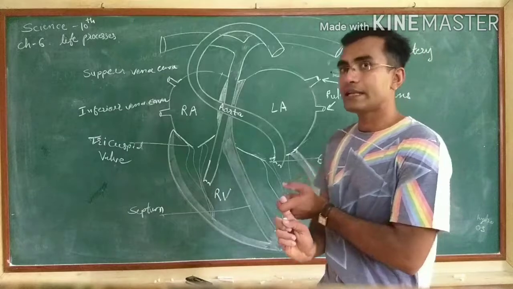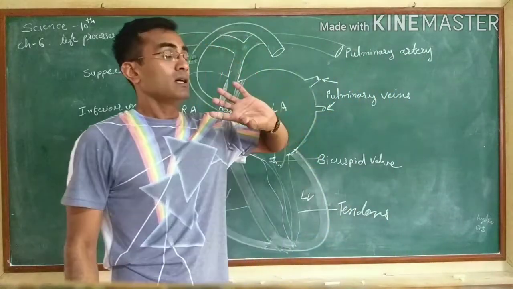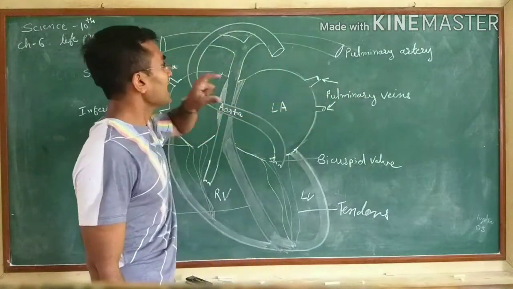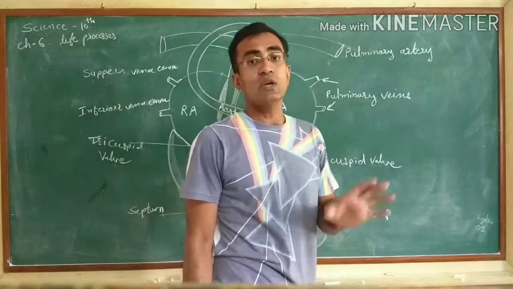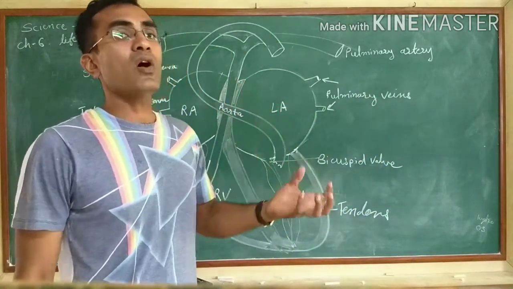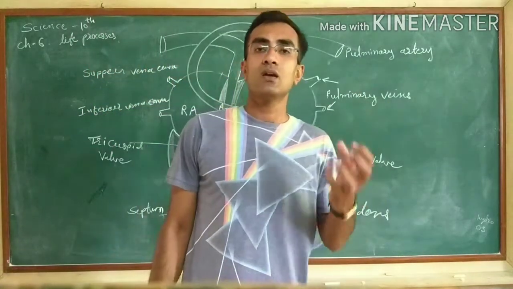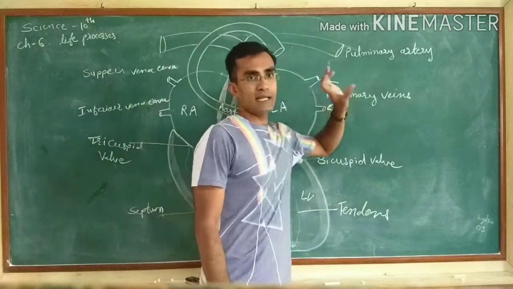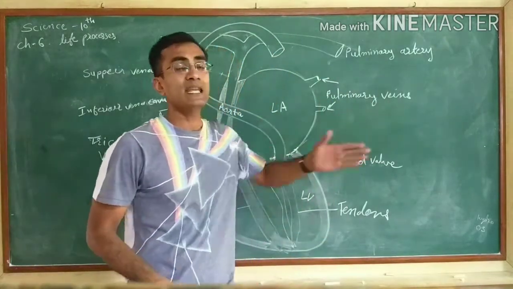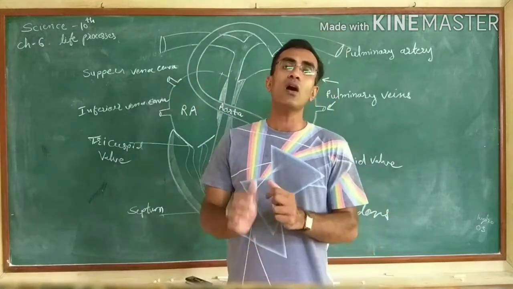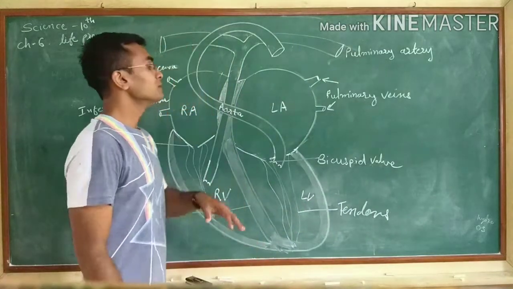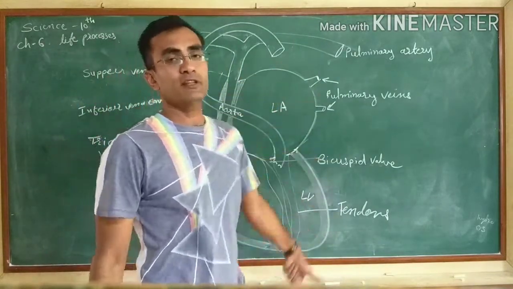Now the important thing over here is that there is pulmonary artery and pulmonary vein. Pulmonary artery is the only artery which carries deoxygenated blood. Otherwise, all arteries in our body carry only oxygenated blood. Pulmonary veins are the only veins that carry oxygenated blood, whereas all other veins carry only deoxygenated blood in our body. Now the blood is over here in the left atrium.